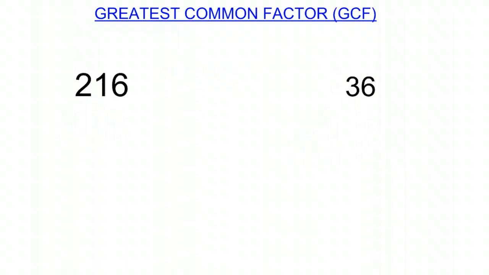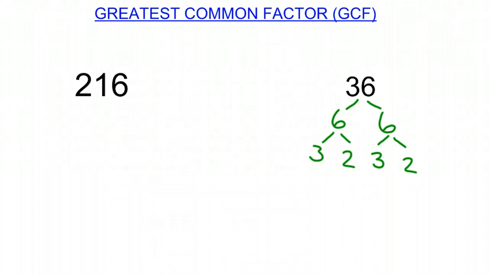So here we have 216 and 36. So first I'm going to break down 36. I'm going to say, okay, 6 times 6 is 36. 3 times 2 is 6, and 3 times 2 is 6. So those are all prime numbers, so we can leave that how it is.